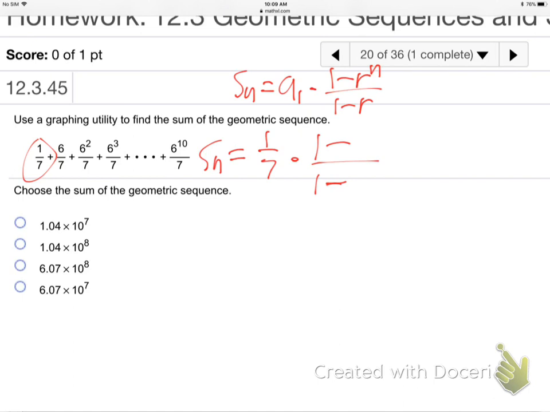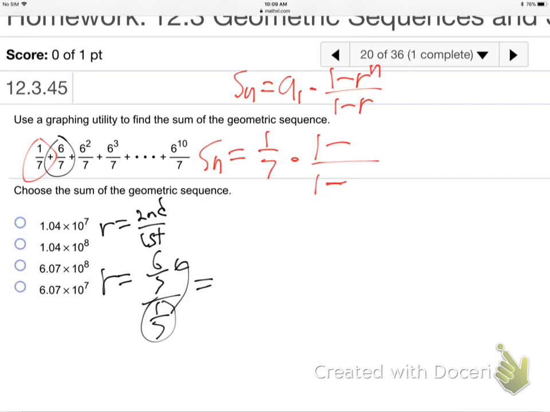Can you tell what's being done? It's multiplying by 6 every time, isn't it? If you can just see it, you don't need to do it by hand. So R is always second term over first term. So second term, 6/7 over 1/7, grab that, flip it up. So 6/7 times 7 over 1, they cancel. And sure enough, you can go times 6, right?